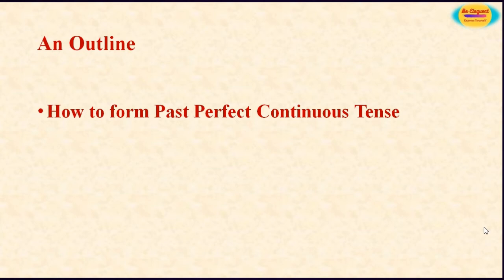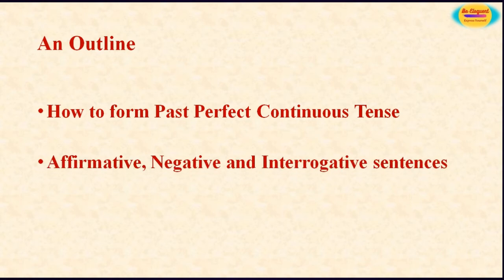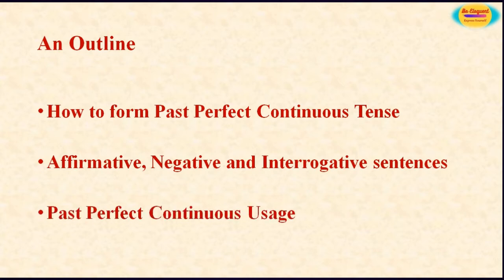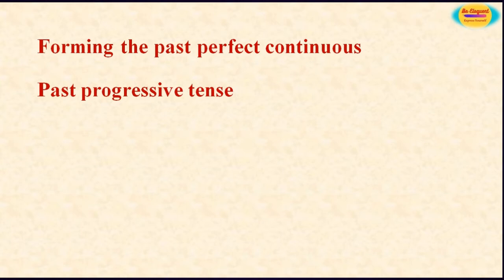We are going to discuss how to form past perfect continuous tense and forming affirmative, negative and interrogative sentences along with past perfect continuous usage. The past perfect continuous tense is also known as past progressive tense. It shows a continued nature of an action which started at some point in the past, continued for some time in past.